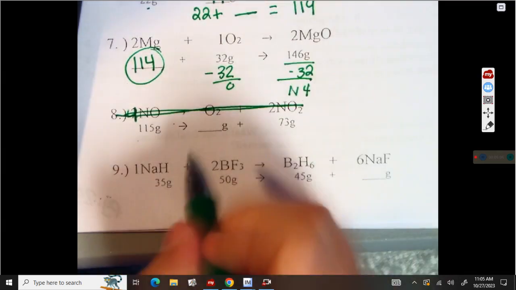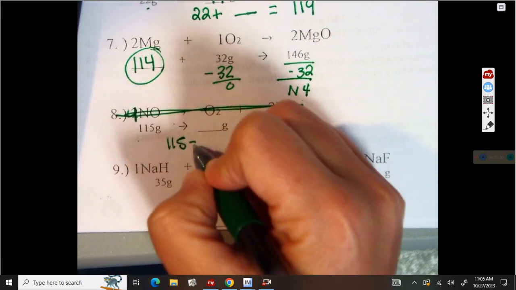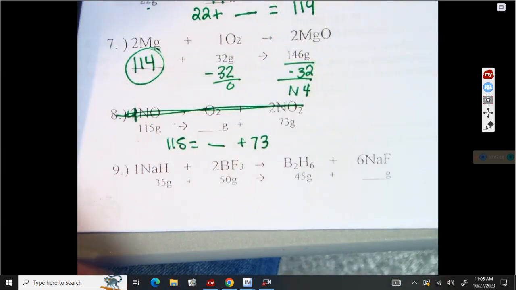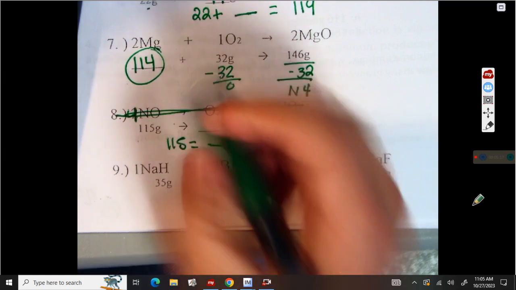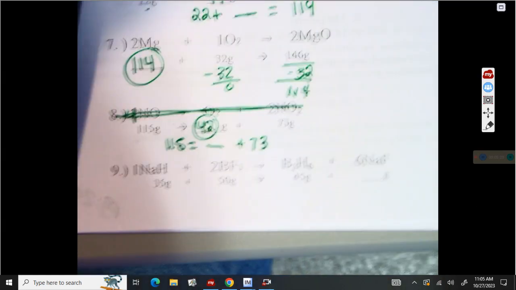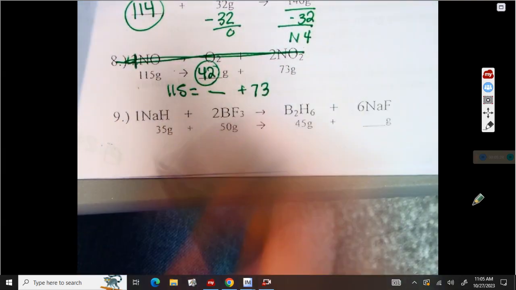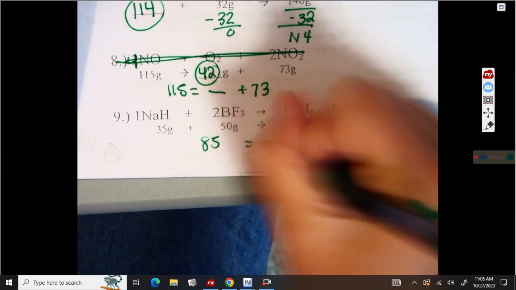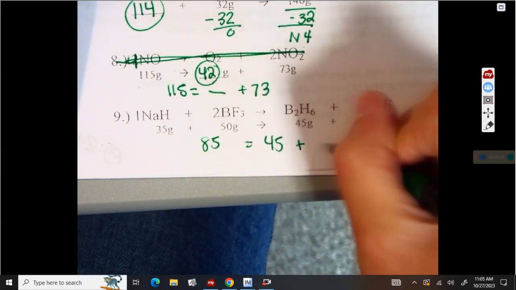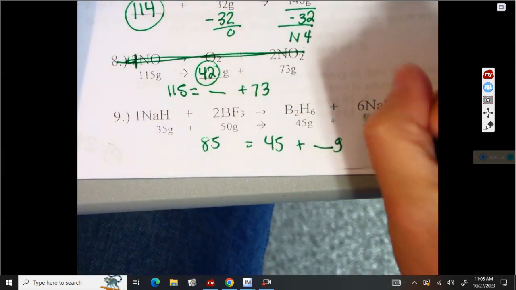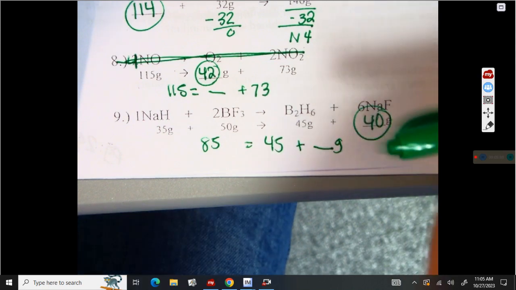Okay, this equation is not right, but if we have 115 of some sort of a compound equals blank plus 73, we subtract 73, and you get 42 grams. All right, last one. 35 plus 50 is 85 equals 45 plus how many grams? Subtract 45 and you get 40. All right, now I want you, this was page 23 in your packet. I want you to turn to page 24.